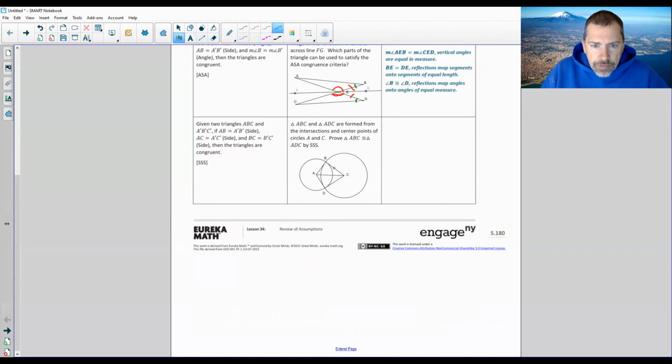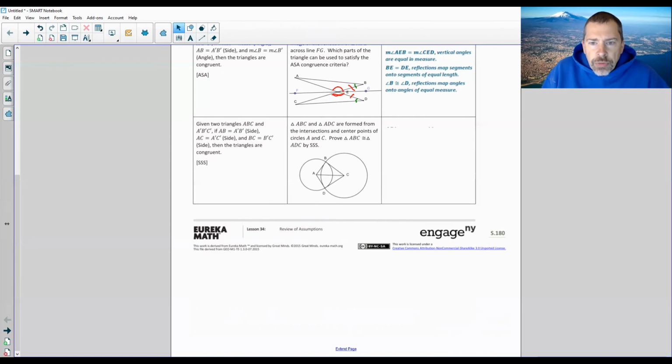ABC is right here, and ADC right here. And they're formed from the intersections and center points of circle AC, A and C. So we draw a circle A with radius AB, and AB is equal to AD because radii are equal to each other, and that's how this is all going to come together. I'm getting ahead of myself. Okay, so prove that triangle ABC is congruent to triangle ADC by using side, side, side.